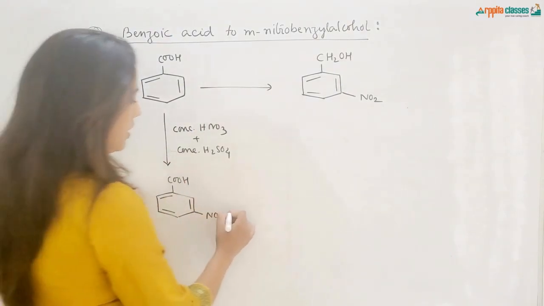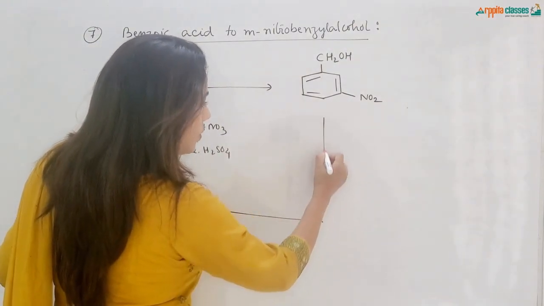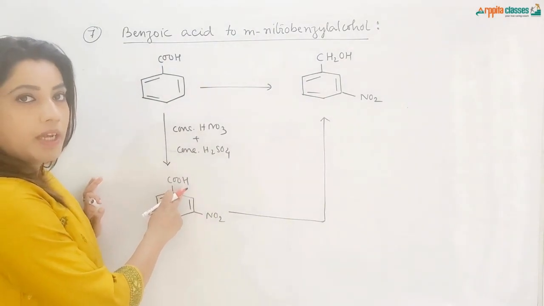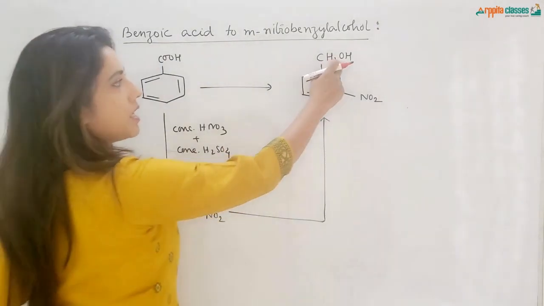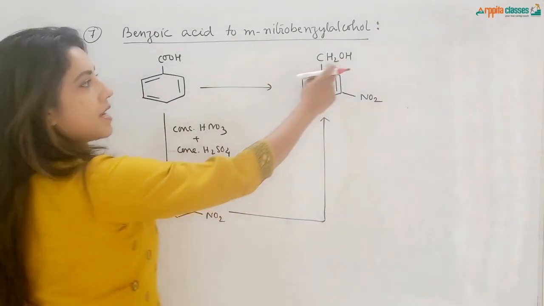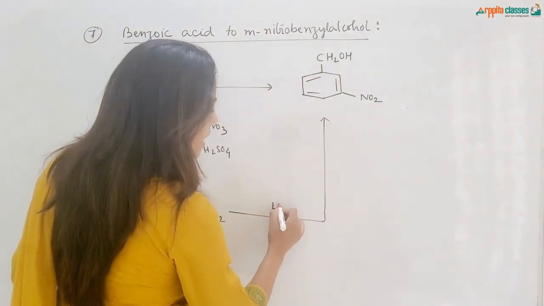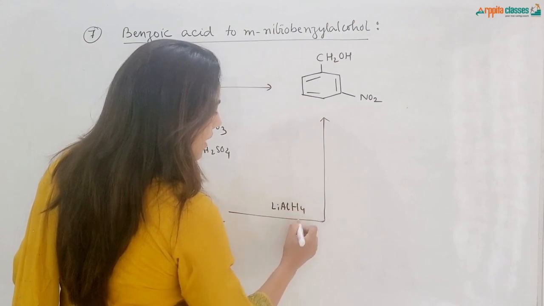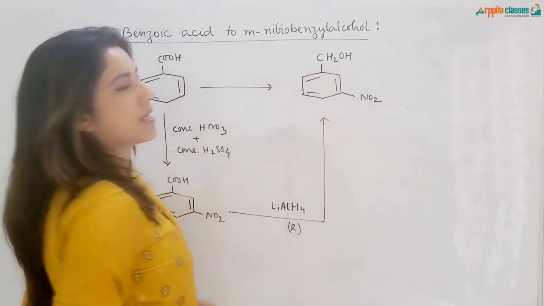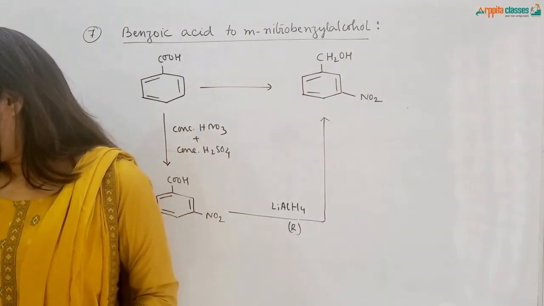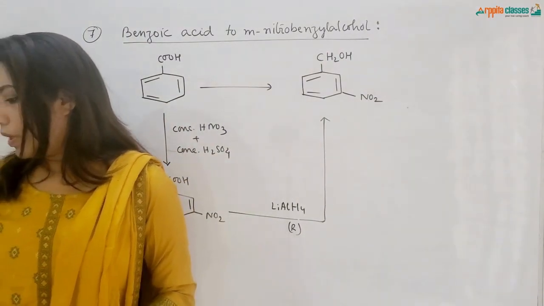group. Now if I reduce this, we know that carboxylic acids are reduced to primary alcohol. If you see, this is COOH and this is CH2OH, so the carboxylic acid has to get reduced to primary alcohol. So we will just reduce it with the help of lithium aluminium hydride and we will be getting this compound. Next conversion, I'll just take the next conversion, benzene to benzoic acid.